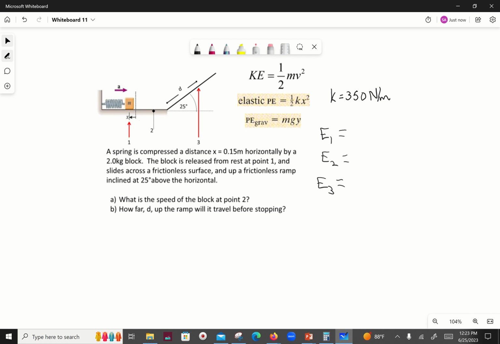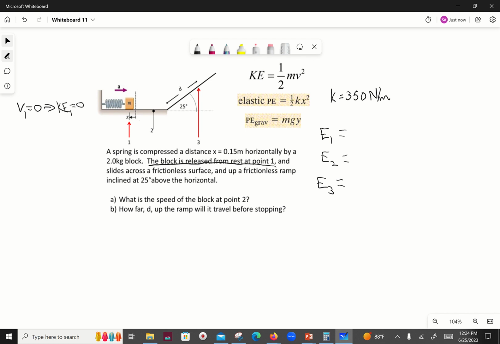All right, so first of all, at point 1, what kind of energy do I have? So I've got kinetic energy, 1/2 mv squared. Do I have kinetic energy? Well, what does it tell me about point 1? It says that the block is released from rest at point 1. So V1 is equal to 0. Let's write down what we know. V1 is equal to 0. So kinetic energy at point 1 is 0. So there's no kinetic energy.